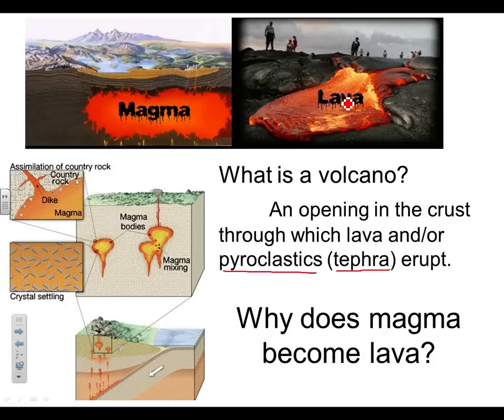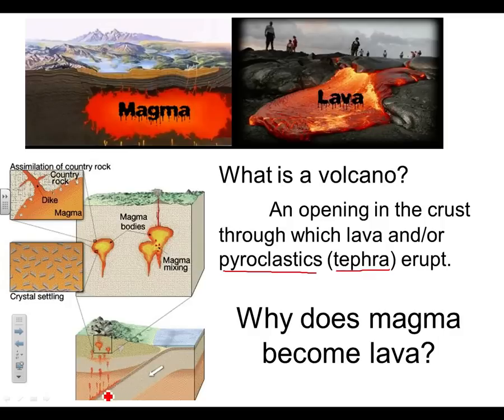The question I have on your note sheet is this one. Why does magma become lava? We know the difference, but why does magma become lava? If we take a look at this picture, we can see the main reason. And we start at the bottom here. This is basically what we learned in our plate tectonics unit. We had this subduction zone. The plate is melting as it gets to the asthenosphere. It's really hot down there.